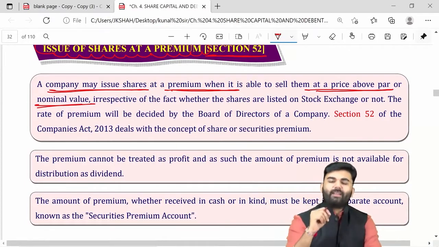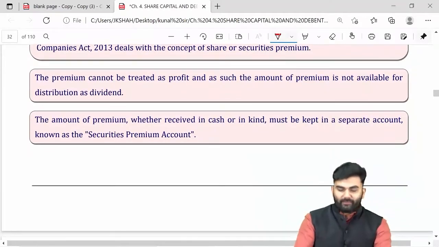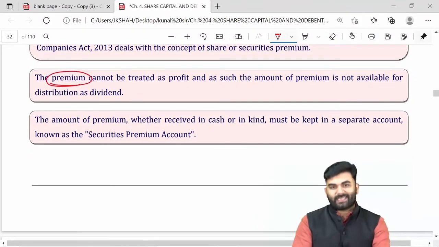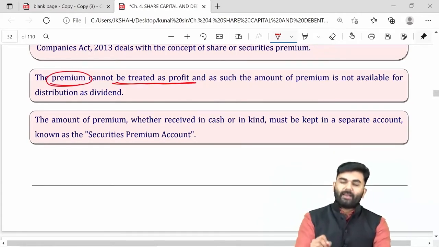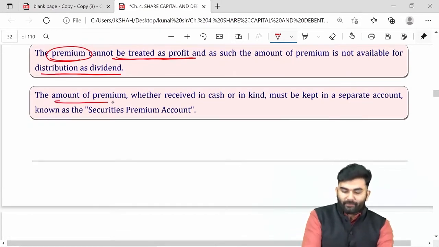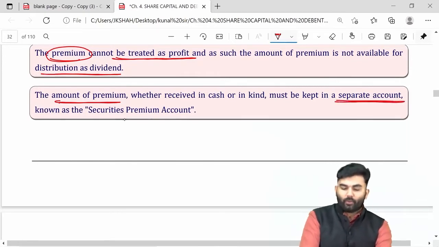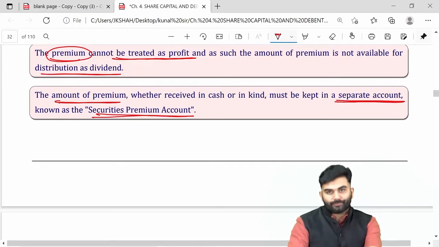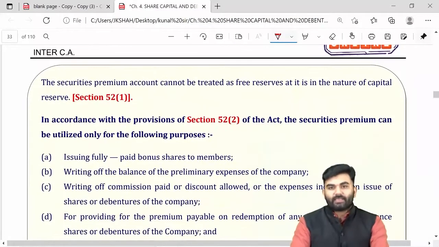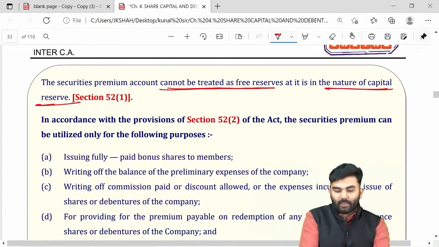It is the board of directors of the company who will decide the rate of premium. Whatever is the premium the company is going to receive, that premium cannot be treated as a profit. If you start treating it as a profit, then it should be made available for distribution as dividend. In fact, whatever premium the company has received, that amount the company will have to deposit in a separate account called securities premium account.